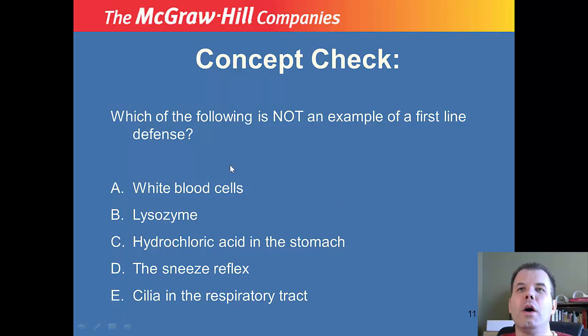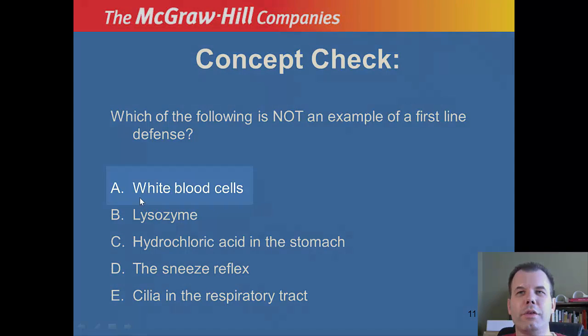Okay, so which of these is not an example of the first line of defense? Which one did I not talk about? Is it the white blood cells, the lysozyme, the hydrochloric acid in the stomach, the sneeze reflex, and the cilia in the respiratory tract? What did I not talk about at all in this case?